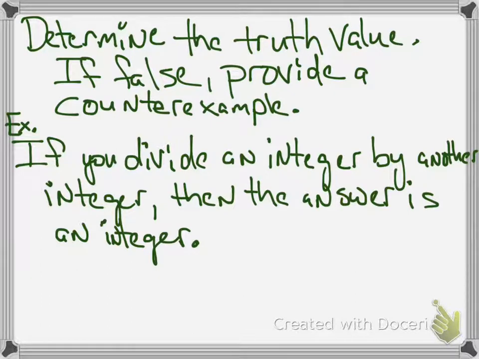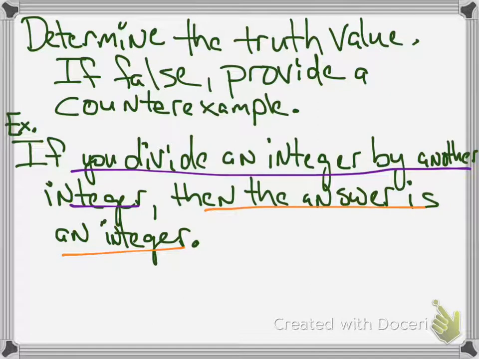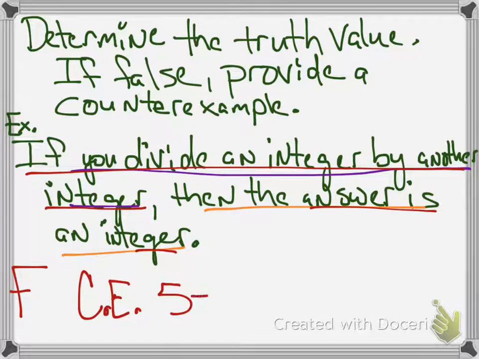Here's the thing. We assume this part is true, so we're dividing an integer by an integer. Then we need to decide, is this part going to be true? Well, that's false because I can come up with an example: 5 divided by 2. 5 and 2 are both integers, but 5 divided by 2 is 2.5, or 5 halves. So not an integer, so that's why this is false. We'll look at more of those in an assignment, trust me.